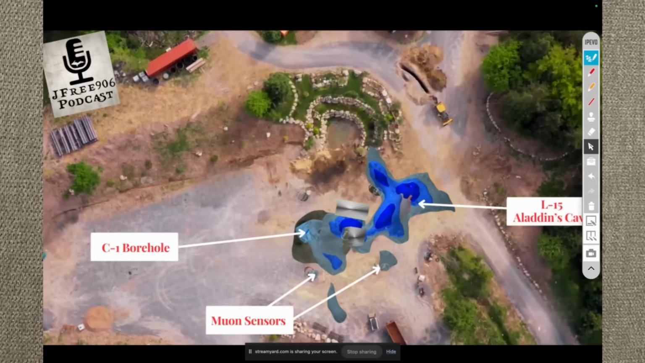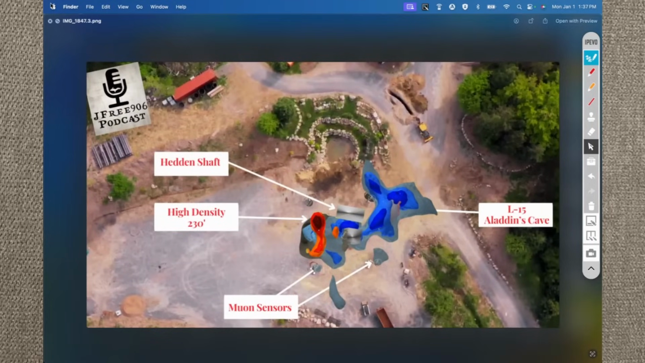And I lined it up on the muon sensors to the south and the west. You also see where the C1 borehole is. Now, in this one, you can actually see where that high density anomaly is. This is roughly its size and its location, which puts it right down below C1, actually.